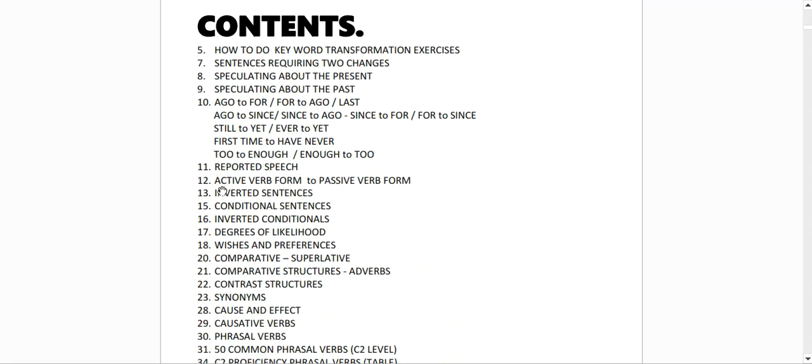As you can see, we're going to be dealing with reported speech, active perform, passive perform, inverted sentences, conditional sentences, the inverted conditionals we were talking about today, degrees of likelihood, wishes and preferences, comparatives, superlatives, and so on and so forth.